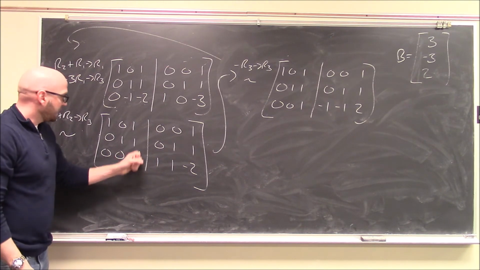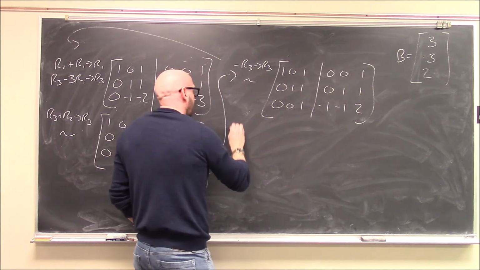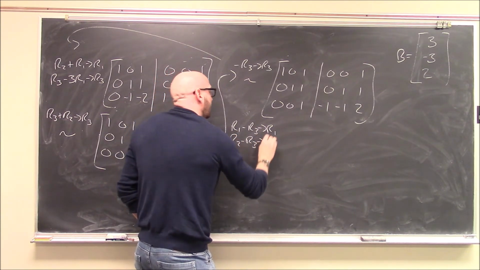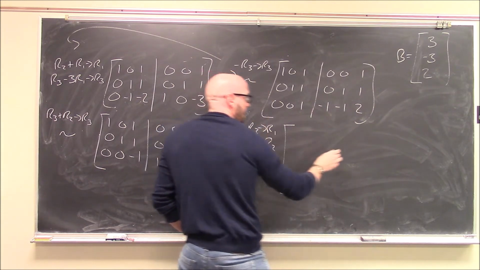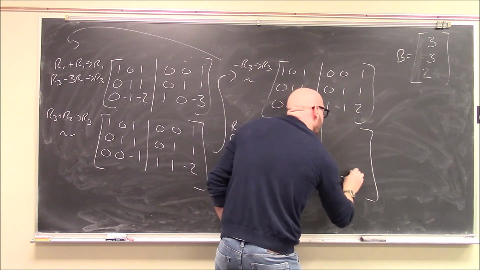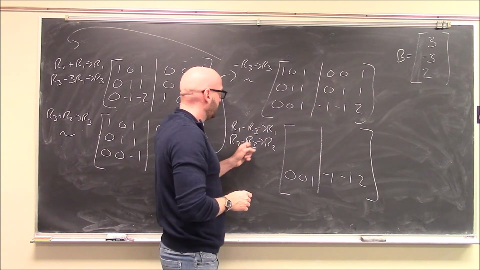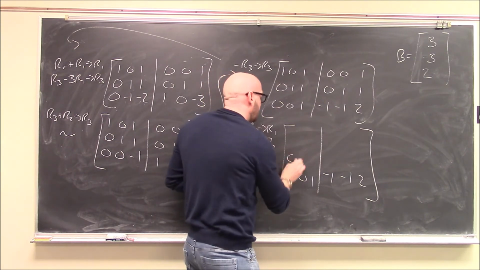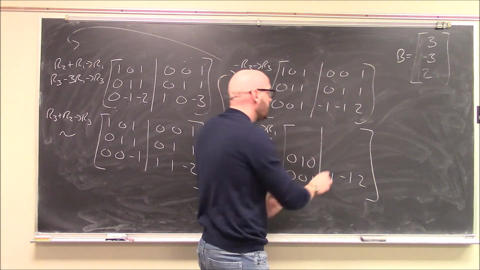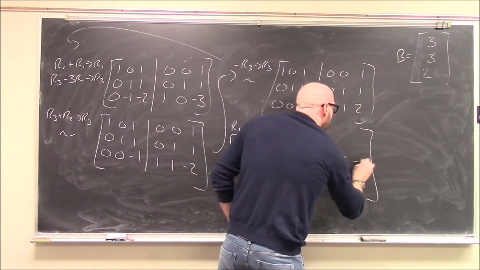Okay. We use that to zero out everything above it, so all I have to do is subtract this row from these two rows. So we'll have row 1 minus row 3 is our new row 1, and row 2 minus row 3 is our new row 2. Zero, 0, 1, minus 1, 2. And okay, we're subtracting row 3 from row 2. So 0 minus 0 is 0, 1 minus 0 is 1, 1 minus 1 is 0. 0 minus minus 1 is positive 1, 1 minus minus 1 is positive 2, 1 minus 2 is minus 1.